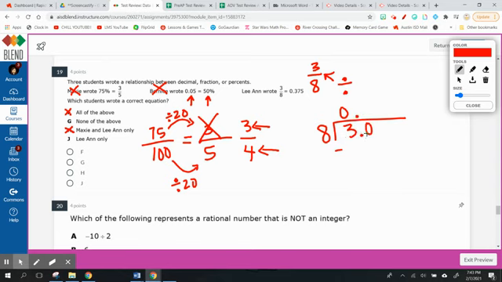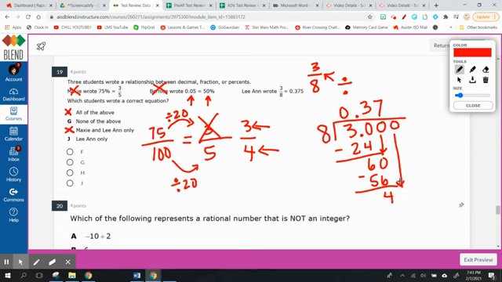8 goes into 30 3 times, because that gives us 24. Sister tells us to subtract. You got to add another 0. Keep it going. 8 goes into 60 7 times, because that is 56. Oh my gosh, another 0.